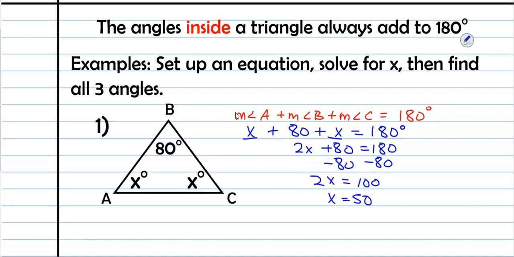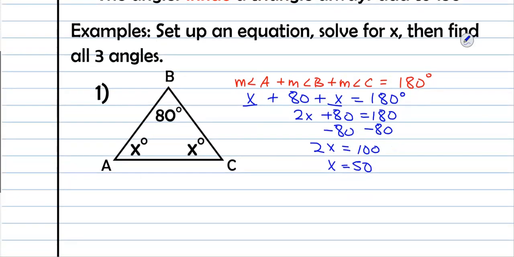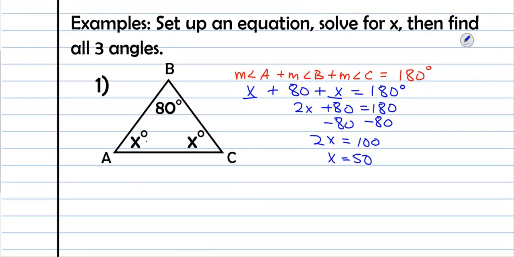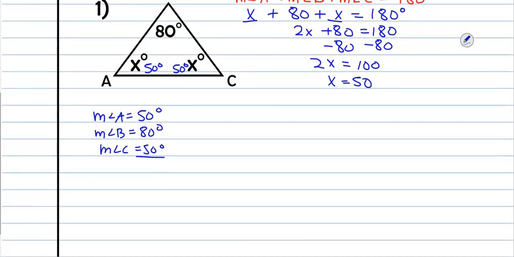Okay, then it says to go back and find all 3 angles. So I'm going to write them in right here. Angle A is 50 degrees, and angle C is also 50 degrees. And then we're also just going to write them down real quick. Measure of angle A is 50. Measure of angle B is 80 degrees. Measure of angle C is 50. I like to do this because then it's really easy to check your work. So you can just add all those up. 50 plus 80 is 130, plus another 50 is 180 degrees. So check, we got it right.